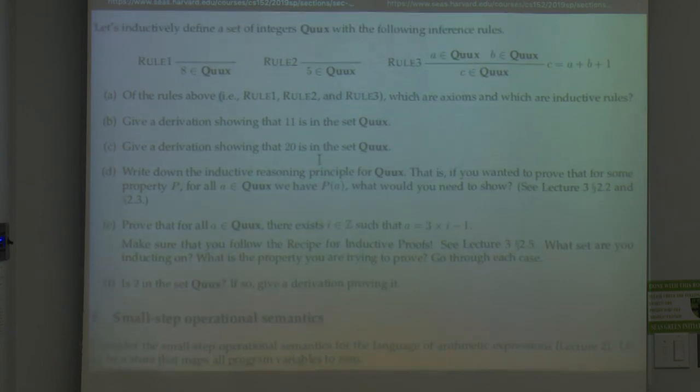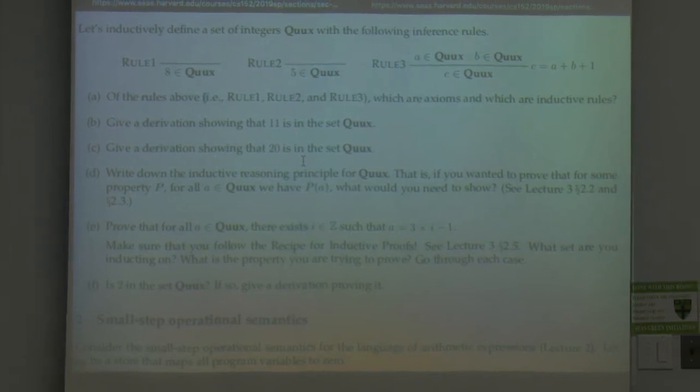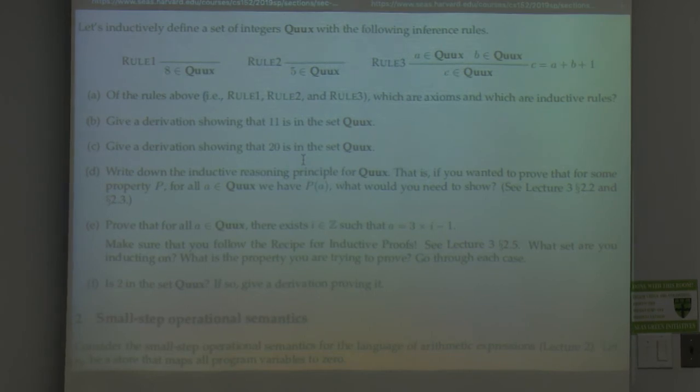Write down the inductive reasoning principle for Qs. That is, if you want to prove that for one property P, for all A in Qs, we have property P of A. What would you need to show? Okay. So now, as we've said before starting this class, we would be using principles we learned in previous classes. And one of those principles is the inductive reasoning principle, or proof by induction. And here we are asked to basically explain how we can prove a property P that we have not defined yet, to show that it holds for the set Qs.